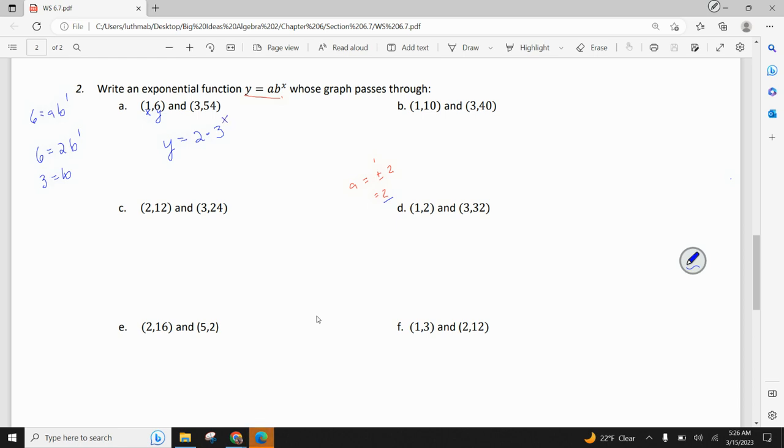That being said, let's plug these in and check. So does 6 equal 2 times 3 to the first? And that checks out. Does 54 equal 2 times 3 to the third? 3 to the third times 2, 54, and that checks out. So there's our equation. Let's see if I can get it all in one little space. It shows me I should have left more room for you on the handout.